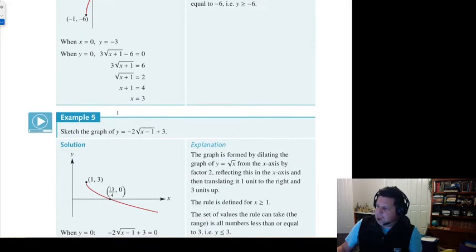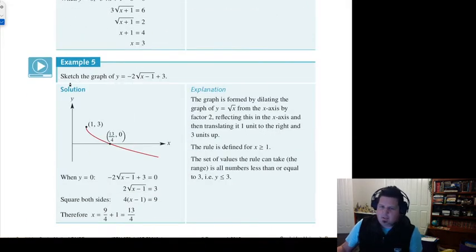Cool. This one here, it says sketch the graph of y equals -2 square root of x take away 1, plus 3.